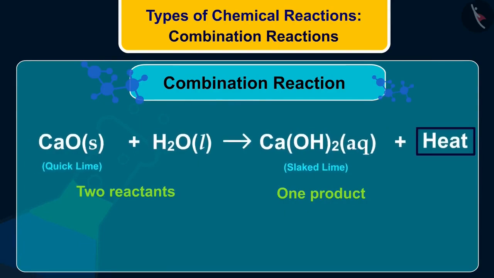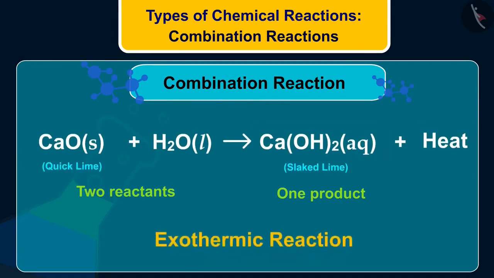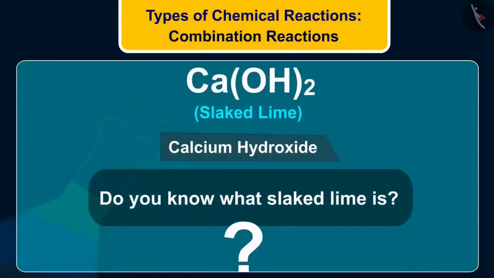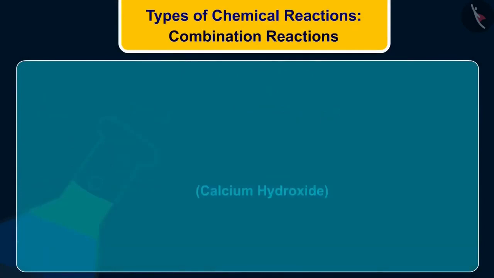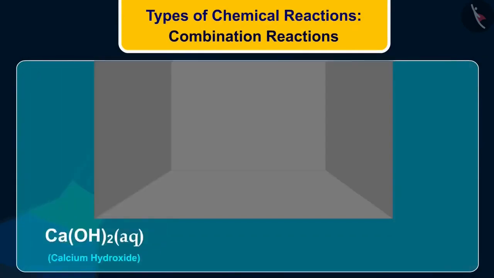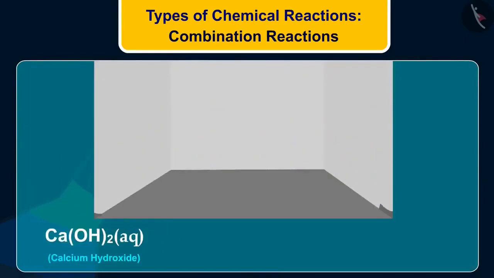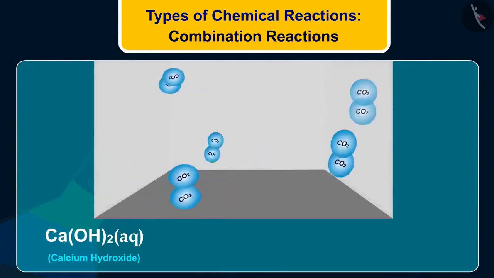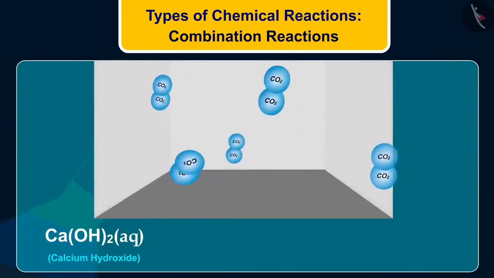Reactions in which heat is produced along with the formation of the product are called exothermic reactions. We will study them further. Friends, do you know what slaked lime is? Slaked lime is calcium hydroxide, Ca(OH)2, and it is used for whitewashing the walls. And after 2-3 days, you would have observed a white shining finish on the walls.